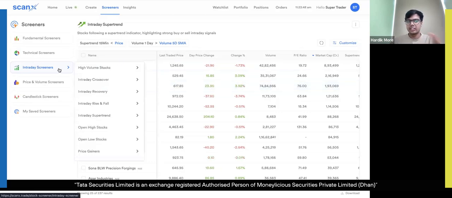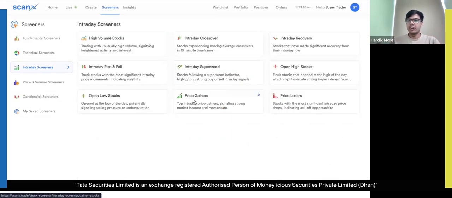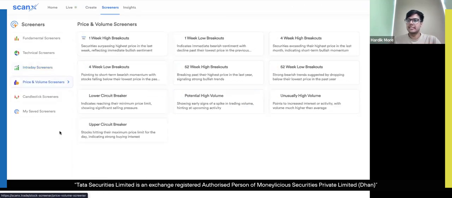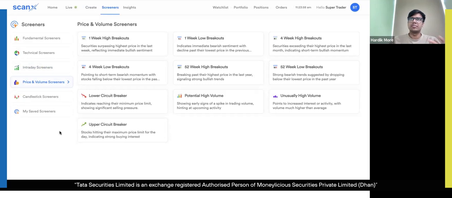And there are a range of intraday screeners, as I said, for intraday trading. If I'm looking for something on price and volume, now, one of the important things, people do track a lot of price action and volume action in the market, especially with the increased volatility that we have seen in recent couple of months. So it again gives me a range of stocks or range of screeners that I can select.